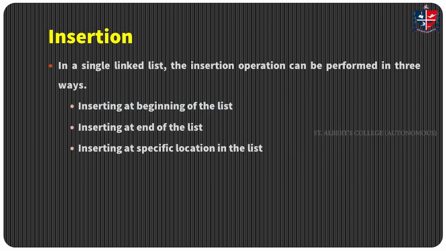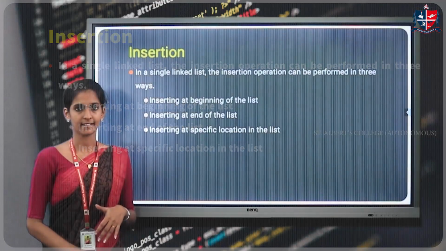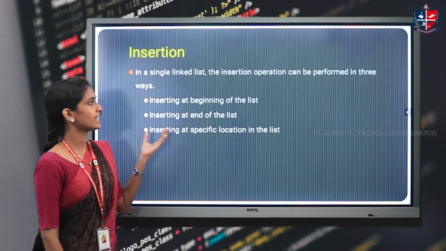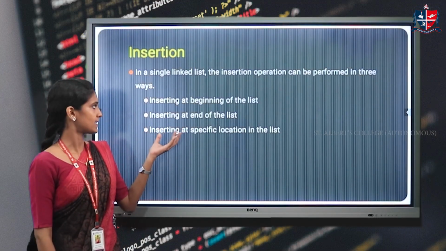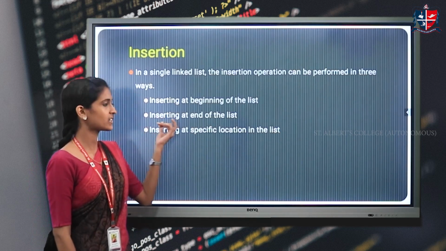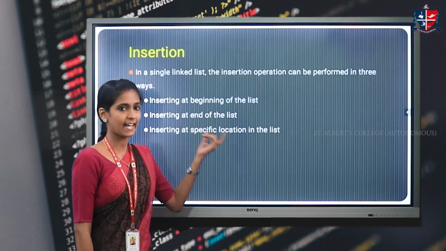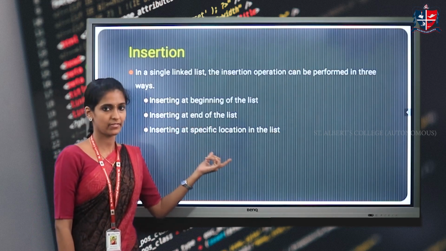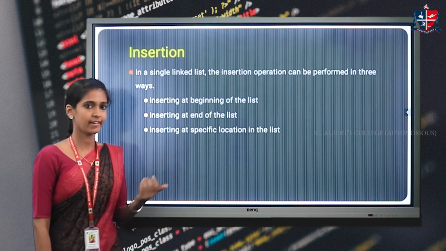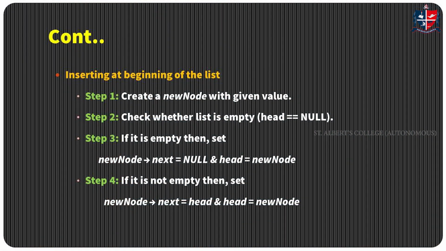Now let's see how we can insert an element into a singly linked list. Insertion into a singly linked list can be of three cases. First, insertion at the beginning, second, insertion at the end, and third, insertion at a specific location. Let's discuss these three cases in detail. The first one is insertion at the beginning of the list.